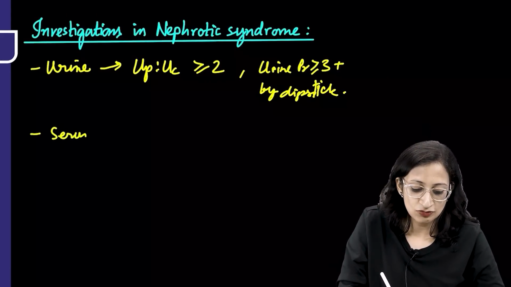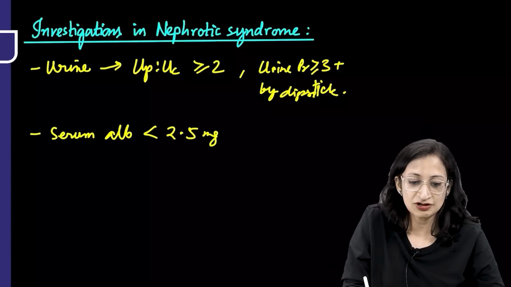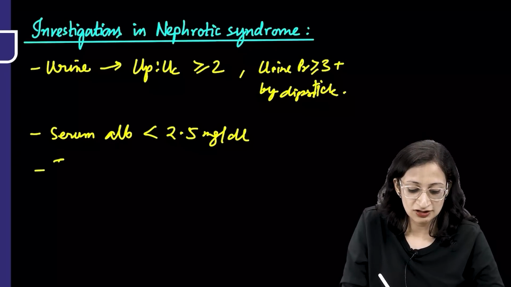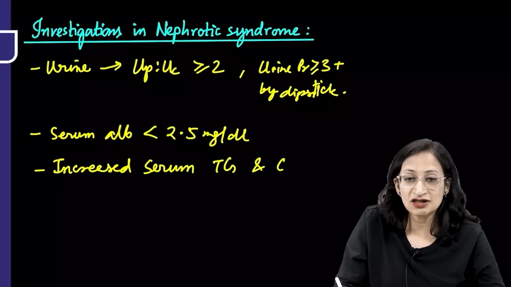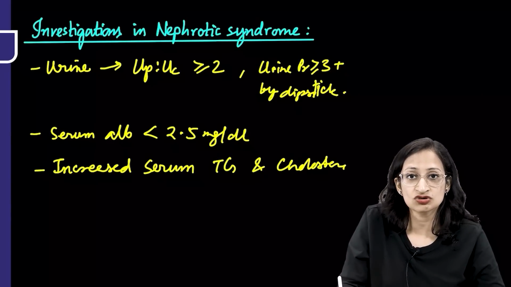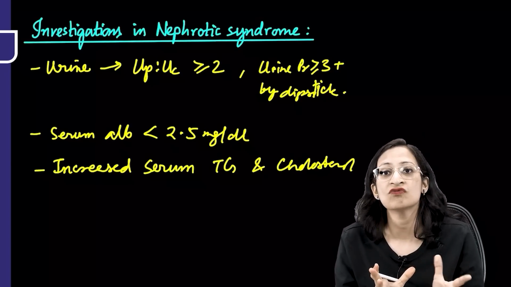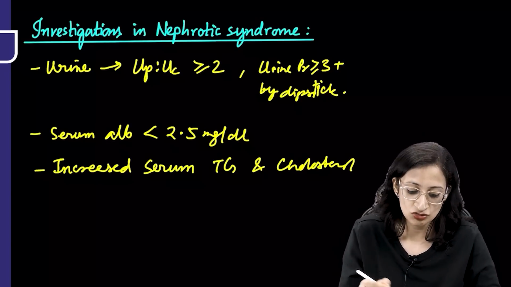If you do a serum albumin level, it is usually less than 2.5 mg per dl. Increased serum lipids, triglycerides and cholesterol are there, and sometimes in your history frothy urine is also mentioned. And the stool can have oval fat bodies because of the excess lipid in the body. So that can also be there.